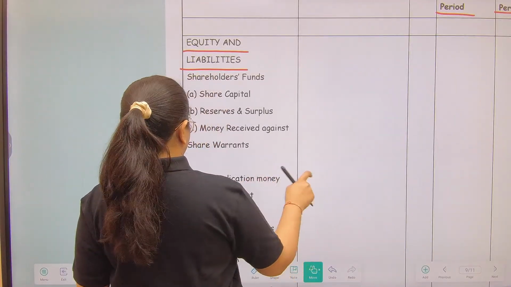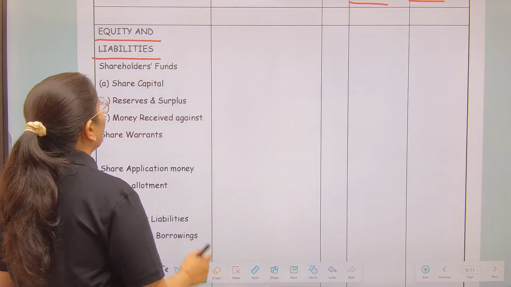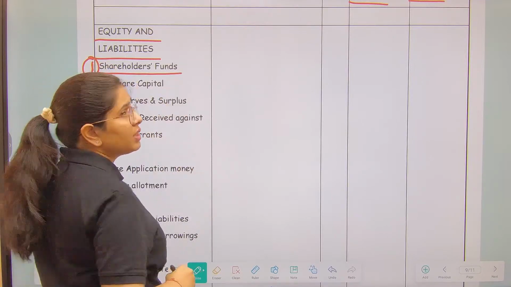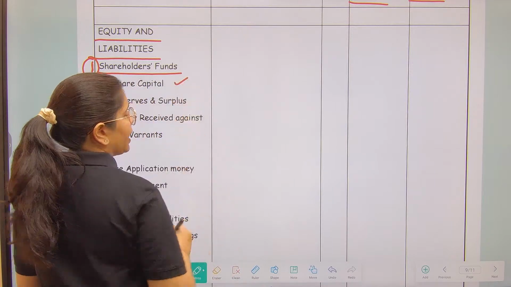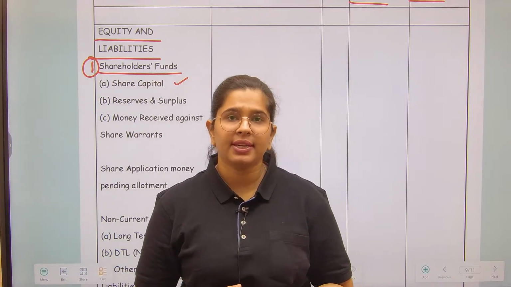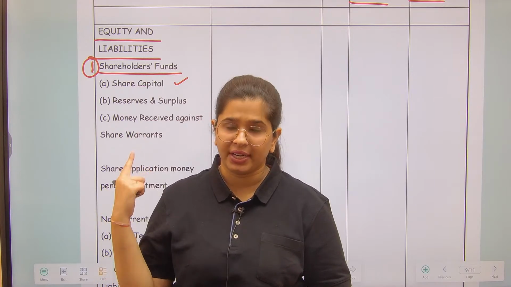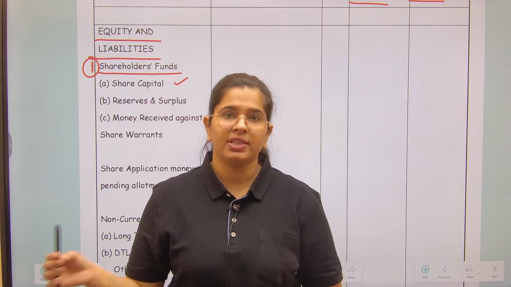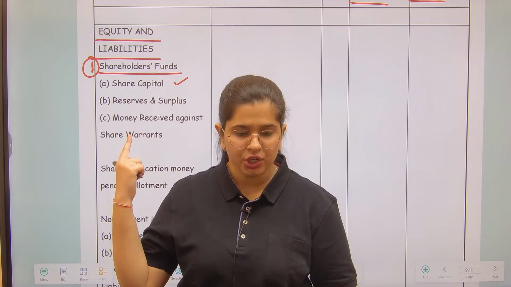So see, in equity and liability, the first item is your shareholders fund. What all is there in shareholder fund? Number one, share capital, right? The amount you have invested in the form of your equity share capital, preference share capital, is going to be reflected over here. The amount of money which investors have given you, investors have subscribed to the share capital of yours, you are going to write in the share capital.